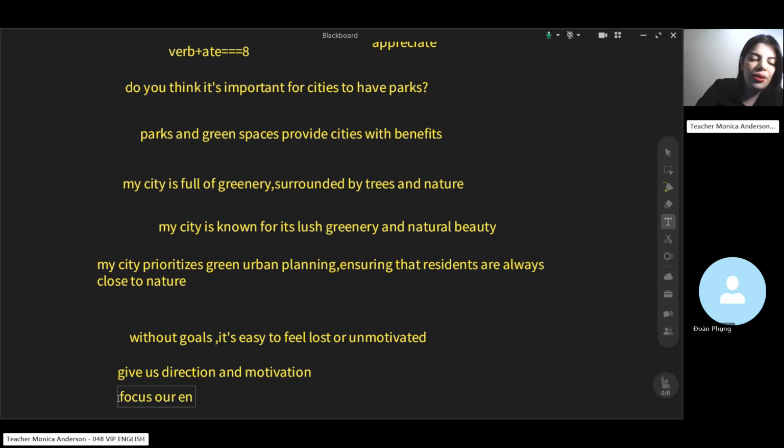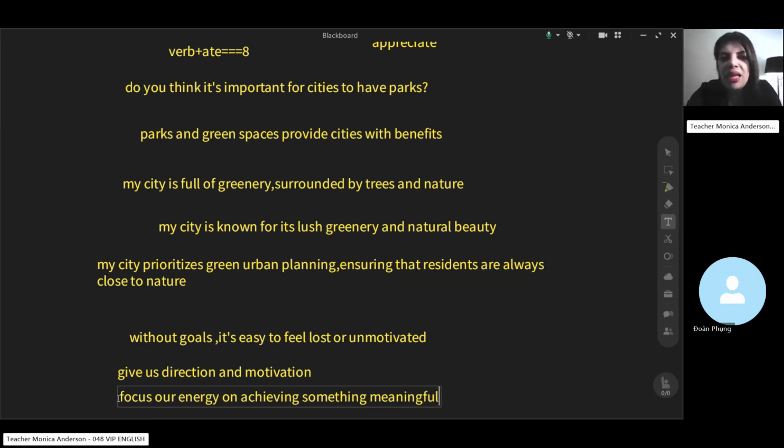our energy on achieving something meaningful. Whether these meaningful things are growth, career success, or improving relationships, of course everyone has different goals. But you focus your energy on something that you really want to achieve. So actually you find a reason for your life. Because of this, it's really important.